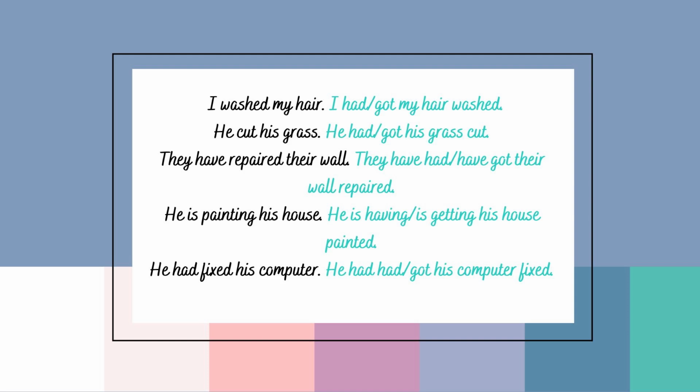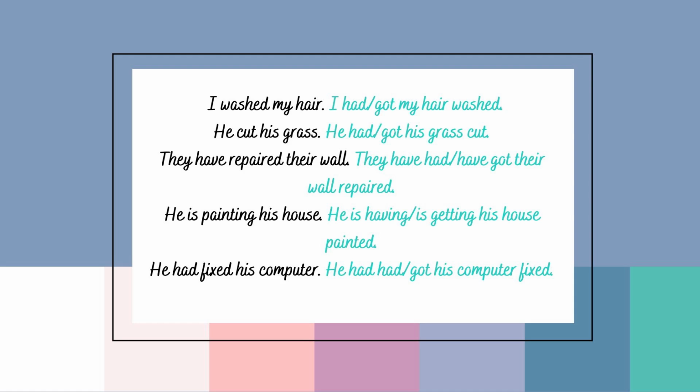Let's look at the answers. I washed my hair. I had or I got my hair washed. Because it's past simple. It might be a good idea to circle the verb and the tense when you are doing exercises, and then you won't forget to put the have or get in the correct tense. He cut his grass. He had or he got his grass cut.